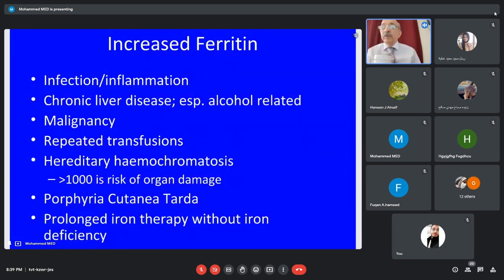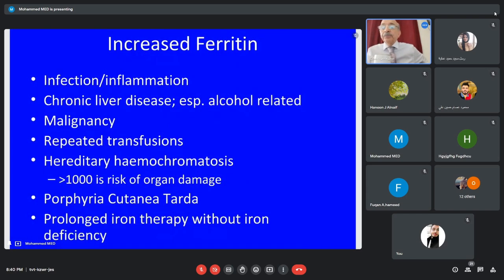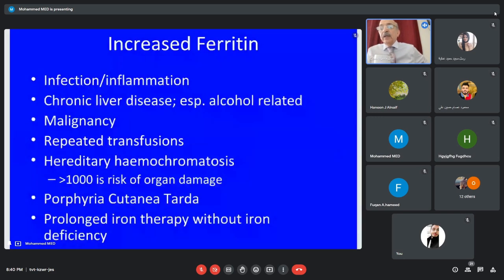Malignancy is another cause of increased ferritin. Repeated transfusion, yes, this is particularly common in chronic severe hemolytic anemias like thalassemia major, not thalassemia minor. Yes, hereditary hemochromatosis, another cause of very high serum ferritin, and usually these patients present with organ damage like the liver, the pancreas. Yeah, porphyria is another cause. Repeated blood transfusion is a cause. Next slide, please.